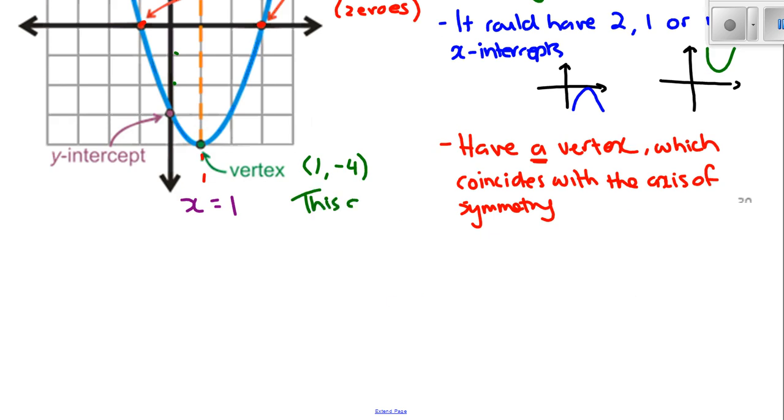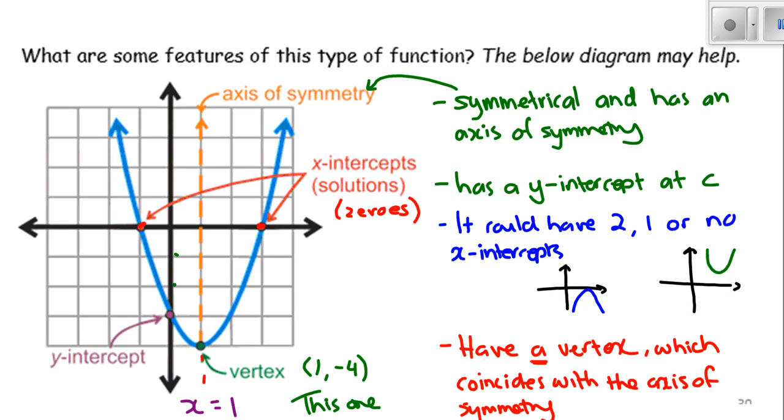This one is a minimum because it's the bottom of the graph. If it was like this, there would be a maximum because the vertex is at the top of the graph. So this one is a minimum. Anything else? If you can think of anything.